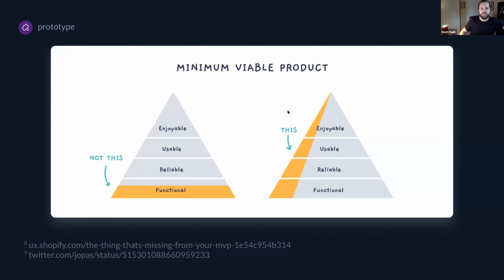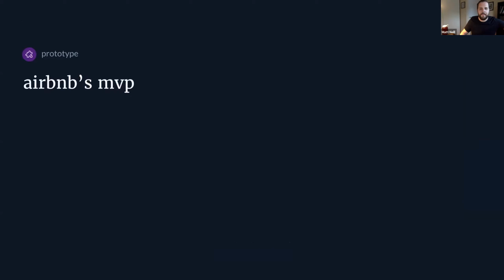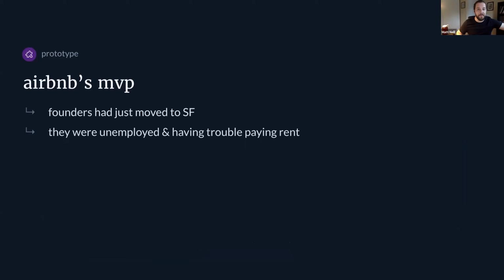So we're going to talk back to our friends here at Airbnb. I think this example for Airbnb can help demonstrate that pyramid model. The origin story, if you will: the founders had just moved to San Francisco. They were broke, unemployed, and having trouble paying rent. And an event in town had booked up all of the hotel rooms. San Francisco is a pretty big city, so imagine some event booking up all the hotel rooms. I've read a source that suggests it was a design conference, which is kind of funny.